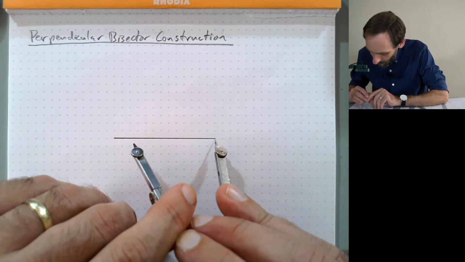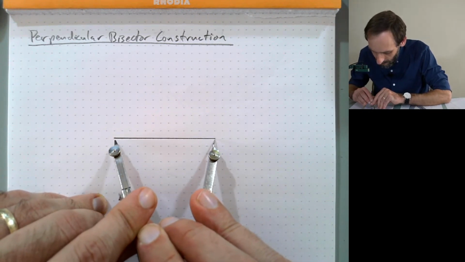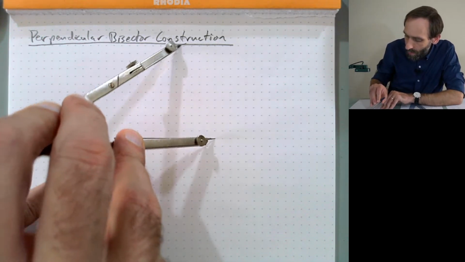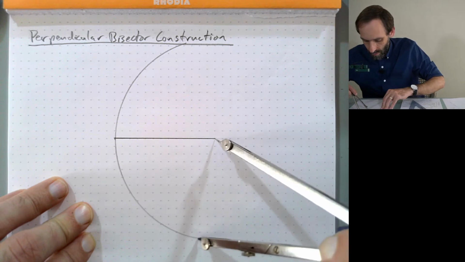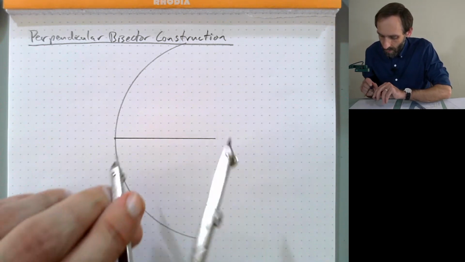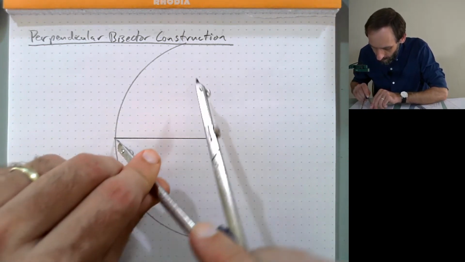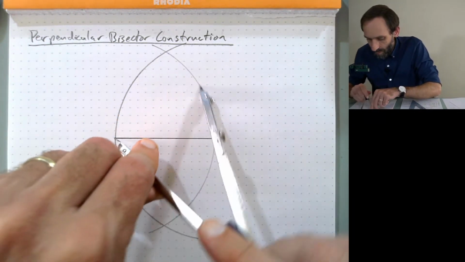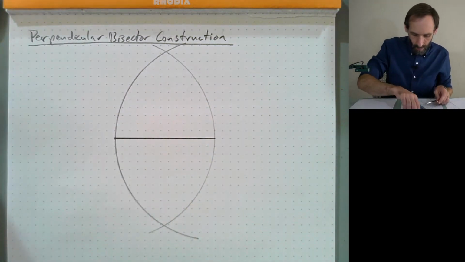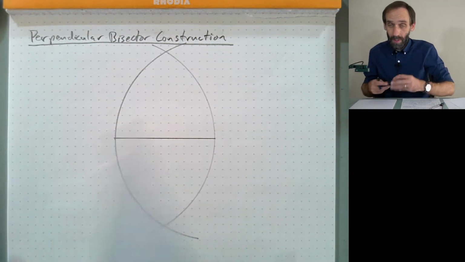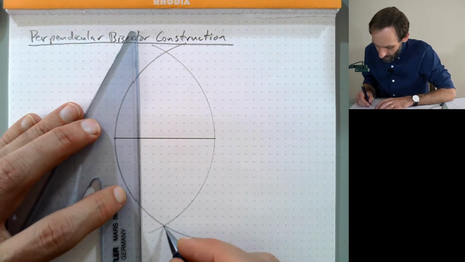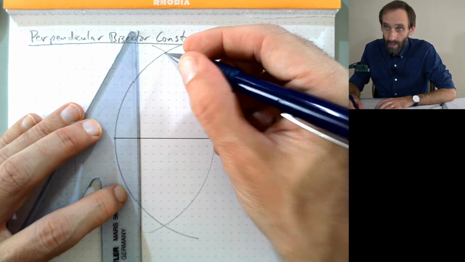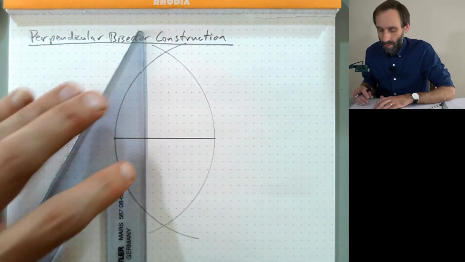And so what we want to do is set our compass to be the length of this line here. And then we're going to draw an arc like this. And then I'm going to put my compass on this side. Draw an arc like that. Okay. Now, take my straight edge and I connect a line. I draw a line from this intersection point up here to this intersection point down here.